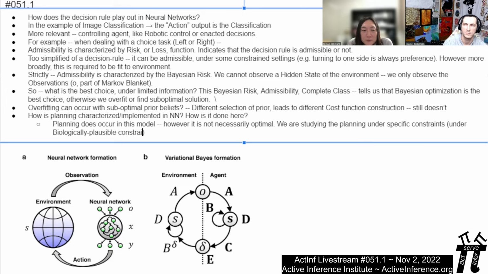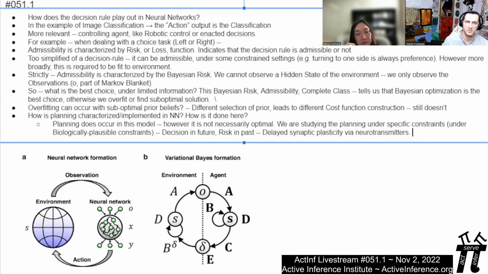Here we model that aspect using a delayed modulation of synaptic plasticity mediated by some neuromodulator or neurotransmitters. This is modeled as the product of the risk factor and the Hebbian product, holding the cost function, the neural network cost function.